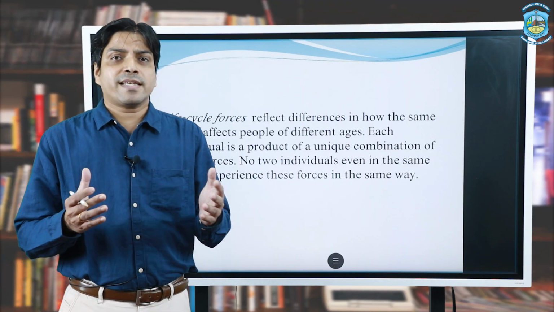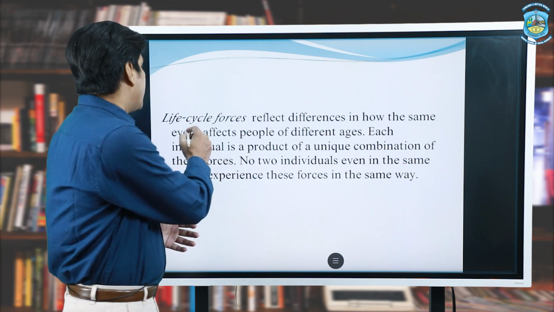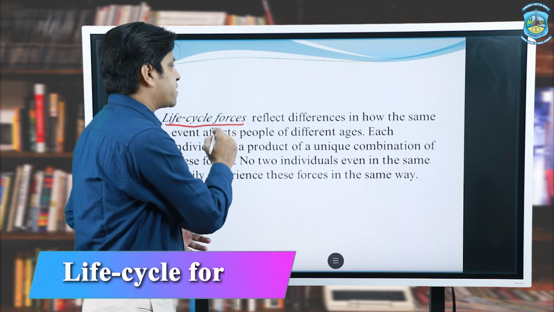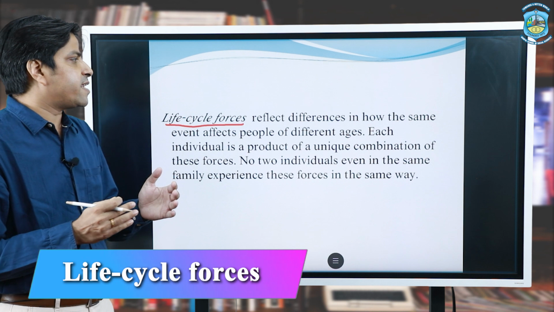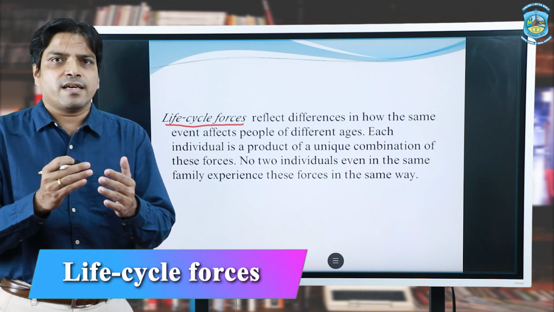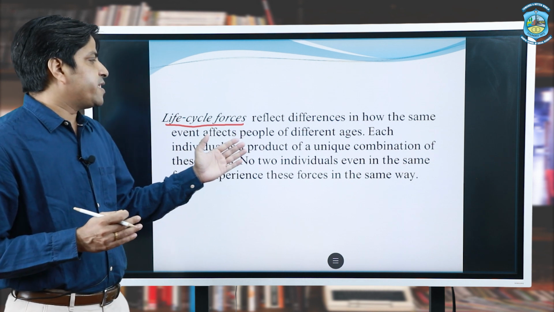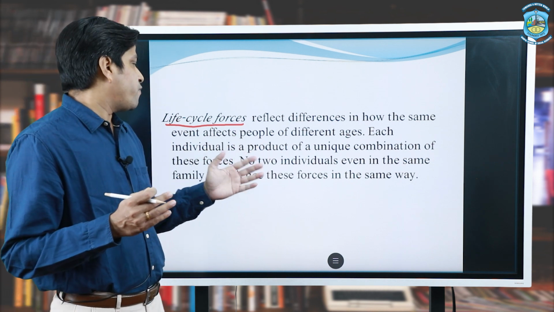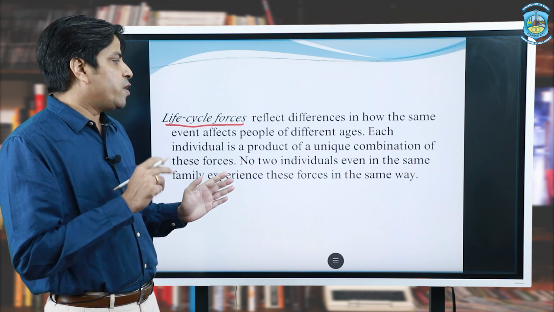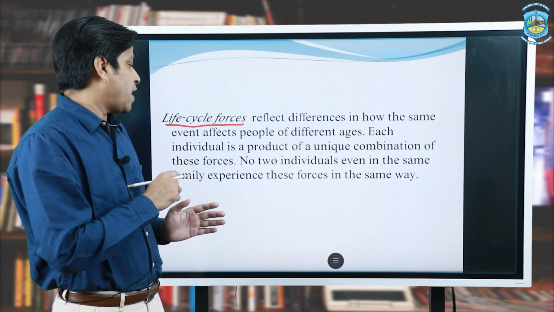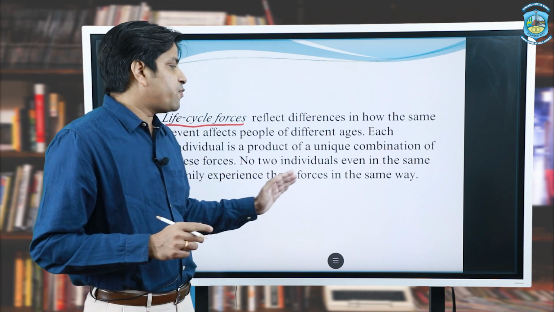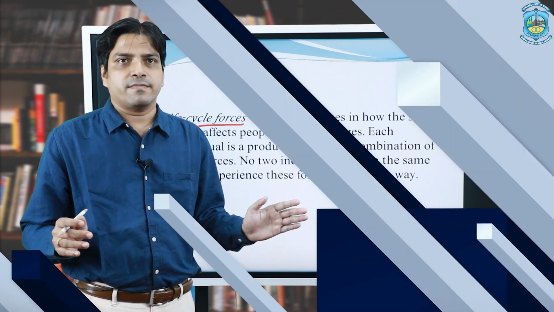Now comes the last aspect, that is life cycle forces, which reflect the differences in how the same event affects people of different ages. Each individual is a product of a unique combination of these forces. No two individuals, even in the same age group and family, experience these forces in the same way.